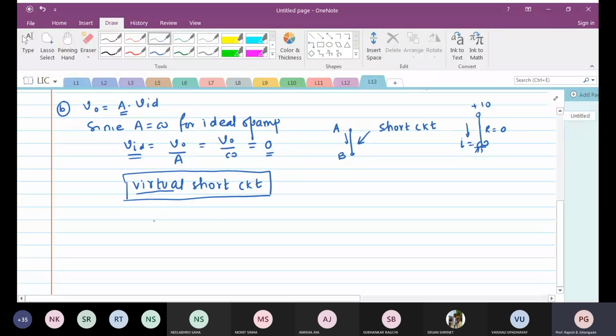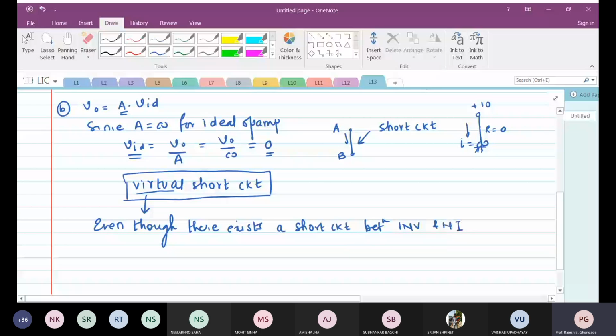Why do we use this word virtual? Because even though there exists a short circuit between the inverting and non-inverting terminals, no current flows through this short circuit.